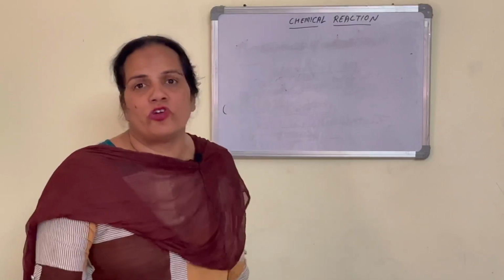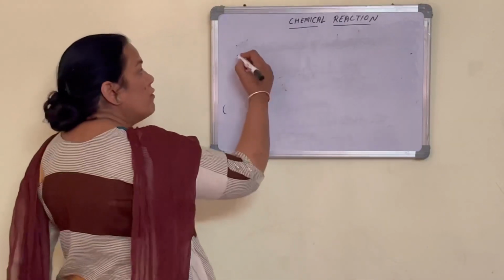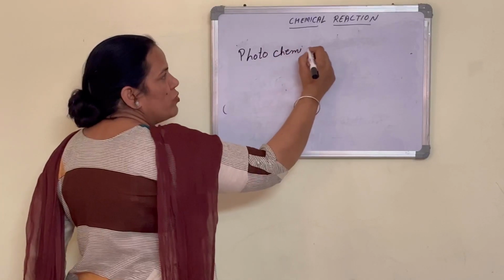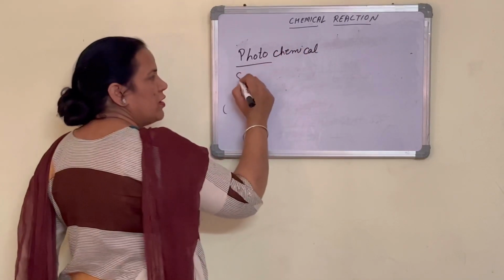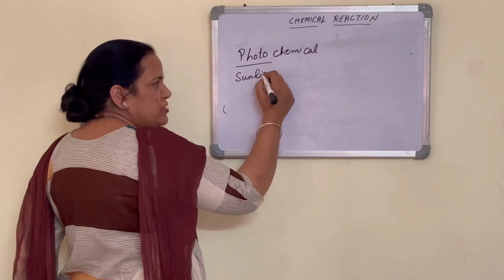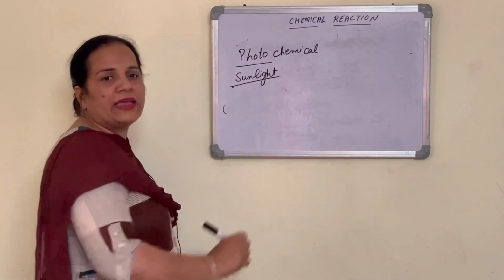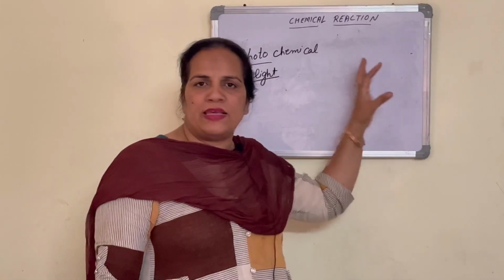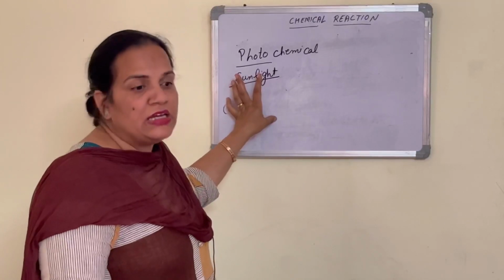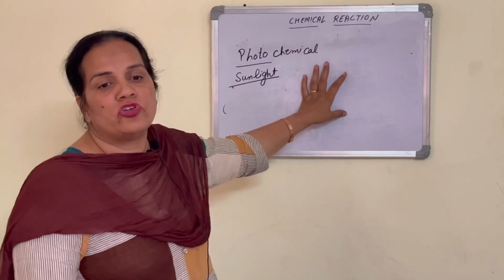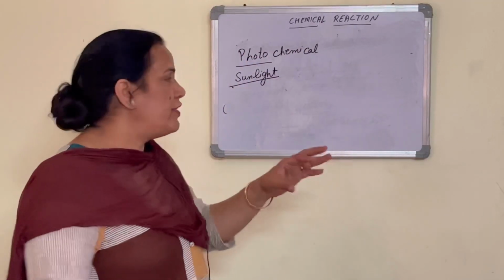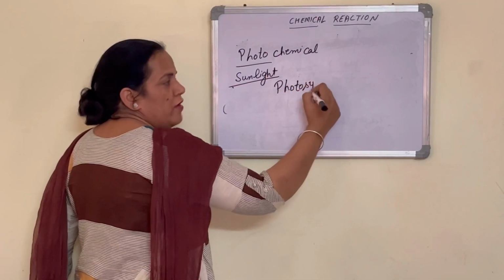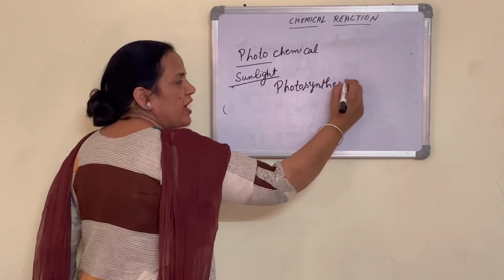Next type is photochemical reactions. Photo means sunlight. The reactions which take place in the presence of sunlight are known as photochemical reactions. For example, photosynthesis. Photosynthesis is a photochemical reaction.